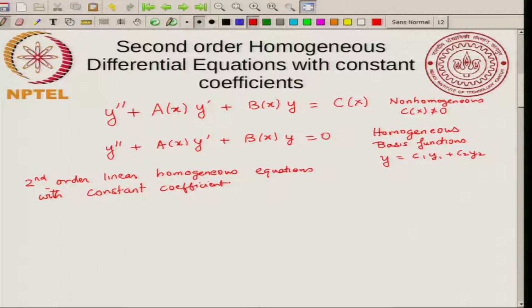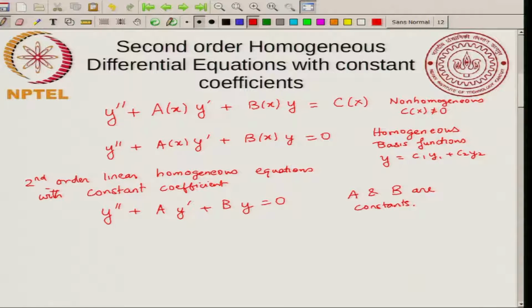So, all you will do for constant coefficients is that you will say this a of x and b of x are constants. These are in general functions of x, but if these functions are constants, then you will get a second order homogeneous equation with constant coefficients. So, you will have y double prime plus a times y prime plus b times y equal to 0. a and b are constants, and obviously y is a function of x.